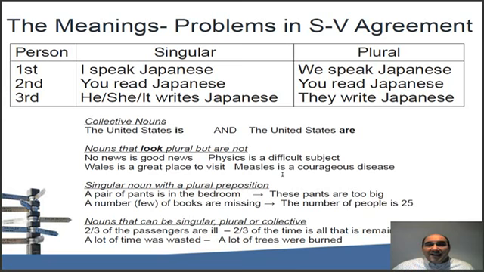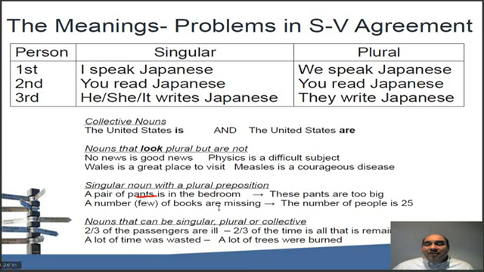Physics is an interesting thing to study. Physics ends with an S. It looks like a plural, but it's actually a singular. Okay? You're going to have trouble with those. You may also have trouble with something that has a singular noun, but it's got a plural preposition. A pair, one pair, which is singular, right? A pair of pants is in the bathroom. Well, pants is plural, so that looks confusing. These pants, now that's more than one. These pants are too big.